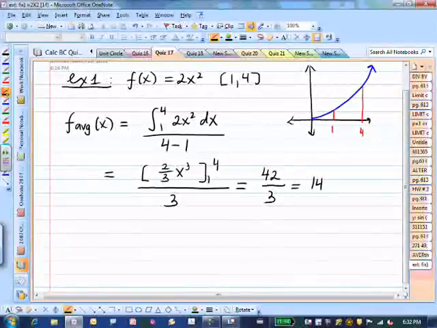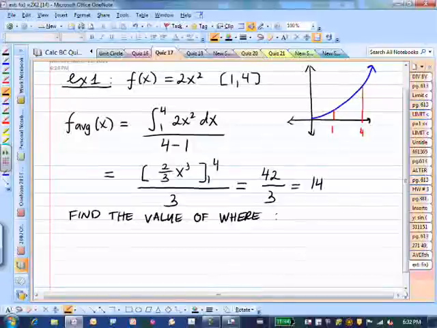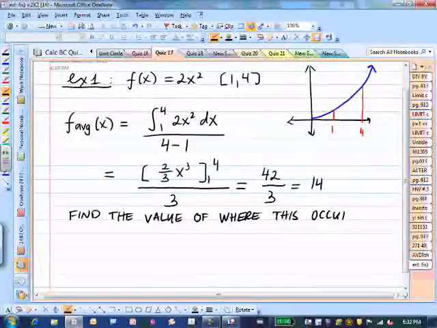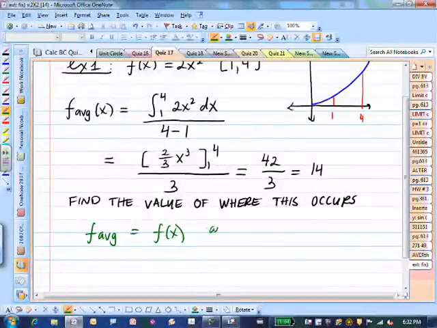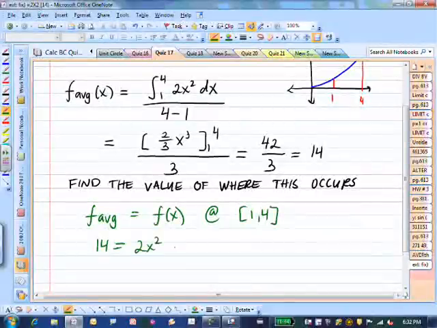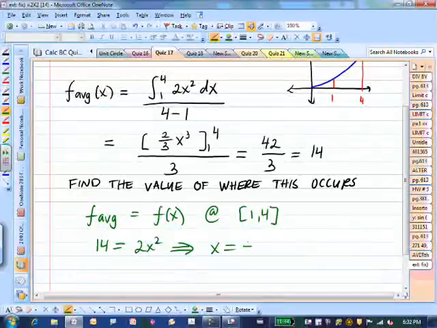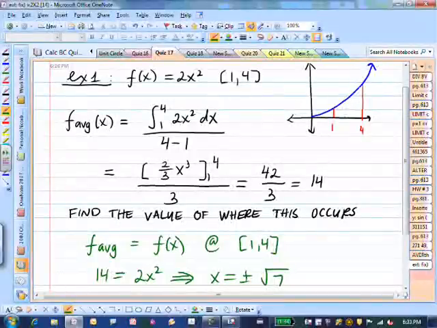So what we can ask is, if we go to our previous problem, we can find the value of x where this occurs. Again, what we're saying is f average at some point will equal f of x on the interval 1 to 4, somewhere in between there. Our f average we got was 14, our f of x was 2x squared, so if you solve for it, you'll get that x is equal to plus or minus square root of 7, which, surprisingly enough, radical 7 is somewhere in between here.